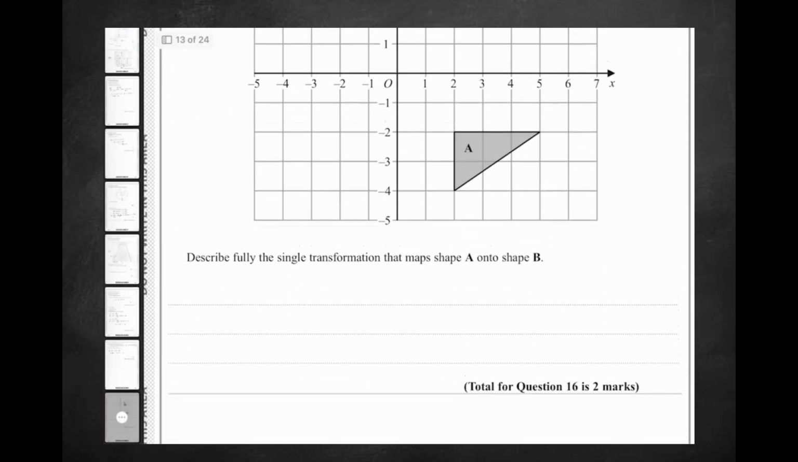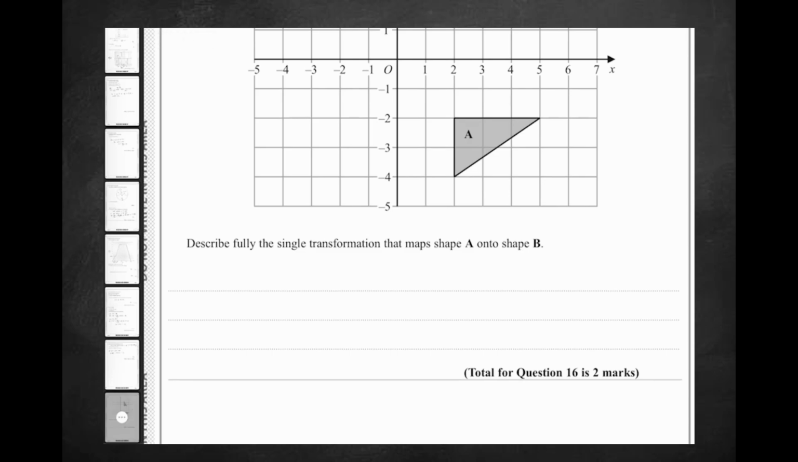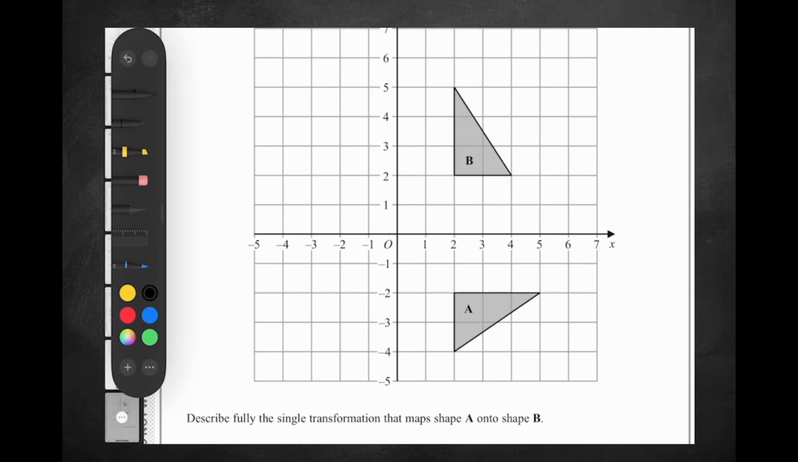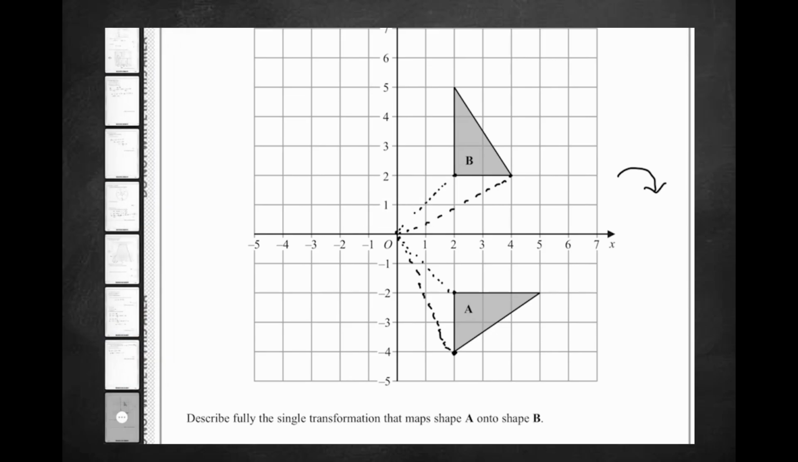Question 16. Describe fully the single transformation that maps shape A onto shape B. Well, it looks to me like this shape has been rotated this way, which would be clockwise. And if we look at the points, point (2, 2) has gone to (2, -2), (4, 2) has gone to (-4, 2). So we can see the distance from the origin for these points is the same, which means the center of the graph will be the rotation point.